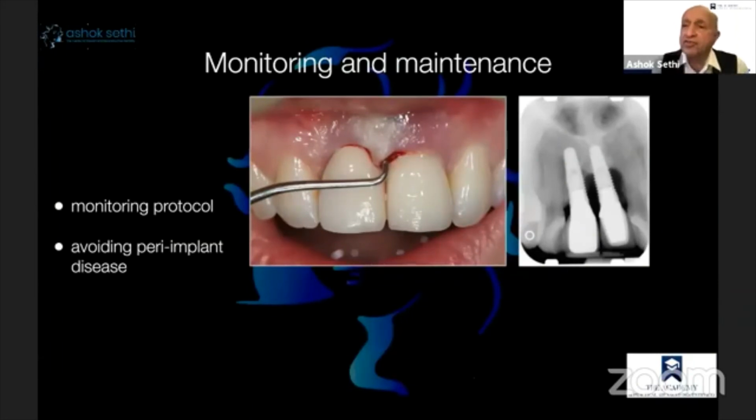Pavan mentioned the issue with peri-implantitis that is taking place. So you will want to develop a maintenance and monitoring protocol. You want to avoid peri-implantitis. And here you see a probing depth of 15 millimeters. On the right-hand side, you see the amount of bone loss that has taken place.